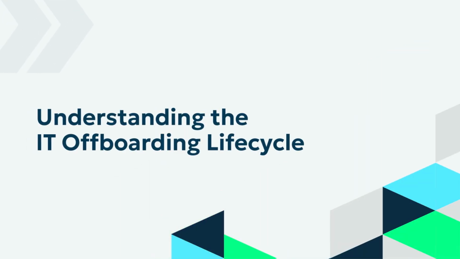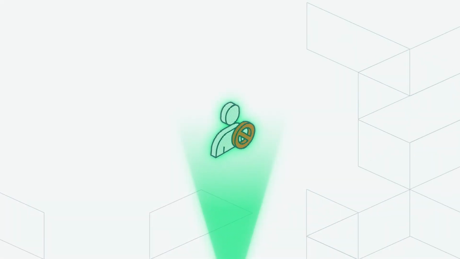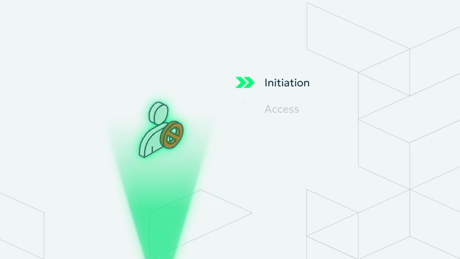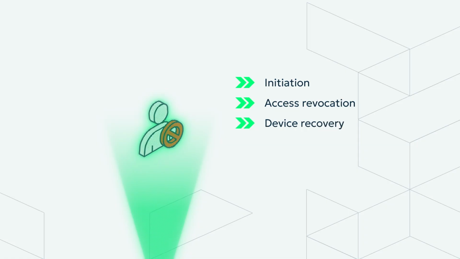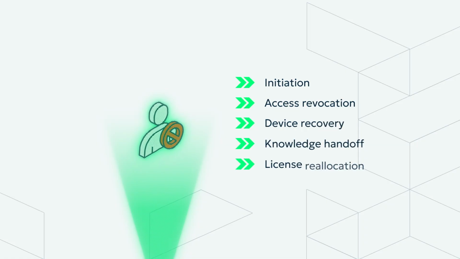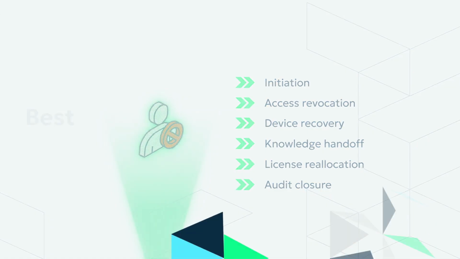Understanding the IT offboarding lifecycle. A strong offboarding framework follows a clear lifecycle. While details vary by client, the core stages remain the same: initiation, access revocation, device recovery, knowledge handoff, license reallocation, and audit closure. Offboarding typically begins with HR, a PSA workflow, or a service request notifying IT of a departure. From there, every step should be tracked and validated before the process is considered complete.